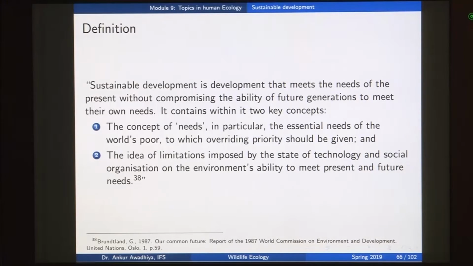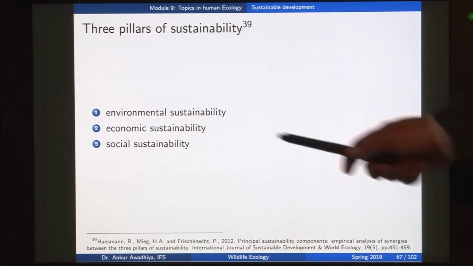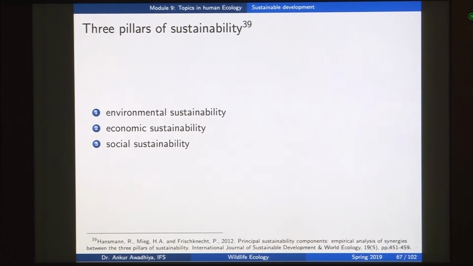Now, when we are talking about sustainability or sustainable development, there are three pillars that we need to take care of. One is environmental sustainability, that is, the current usage of the environment should be such that we are able to meet our needs, but at the same time we are also able to meet the needs of the future generations. Similarly, we have the concept of economic sustainability. Our economic structures have to be such that they are able to persist, they are able to prevail, and even our future generations are able to meet their own needs.